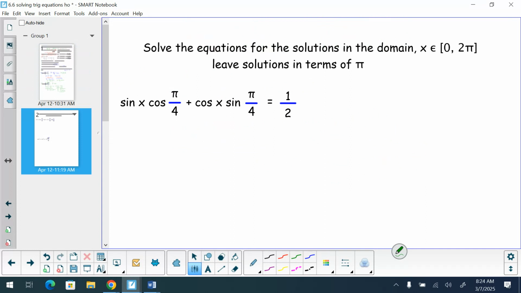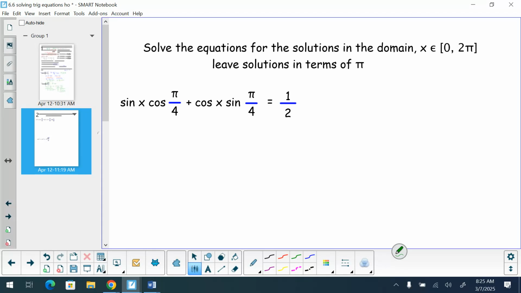Now, what happens when we have a combination of things that are being put together? We have sine x cosine pi over 4 plus cosine x sine pi over 4 is equal to 1/2. Well, now we can isolate a trig function. We have sine, cosine, cosine, sine. So we have to jump into our bag of tricks that we worked on the last couple weeks.